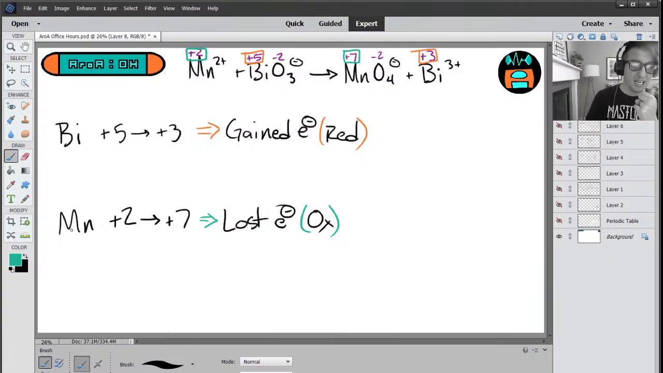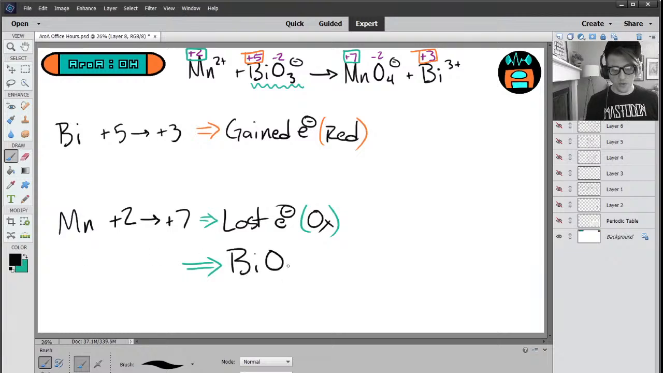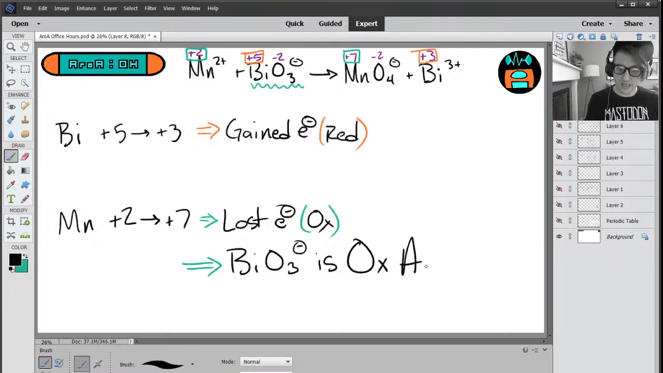So for manganese, what reacts with manganese to cause that oxidation? The answer is BiO3 minus reacts with manganese to cause the oxidation. So BiO3 with a charge of -1, because it reacts to cause the oxidation, this is the oxidizing agent.